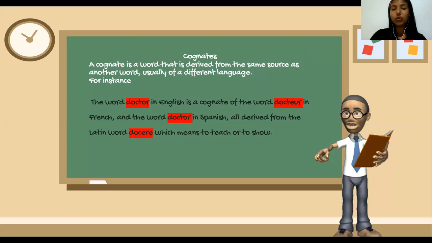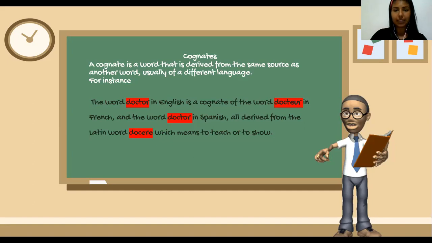derived from the same source as another word, usually of a different language. For instance, the word doctor in English is a cognate of the word doctor in French, okay? And the word doctor in Spanish, all derived from the Latin word docere, which means to teach or to show. You see, they look very similar and they have the same meaning, doctor, okay?